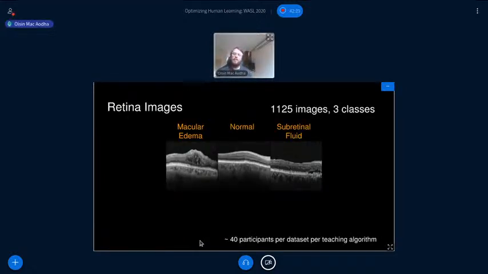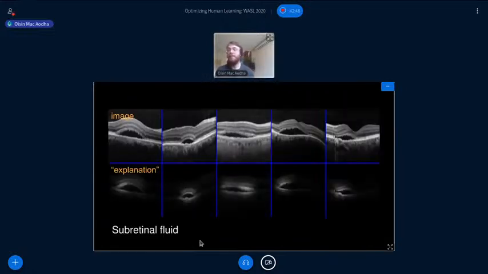Okay, so I'll present some results now. So we have experiments performed on several data sets. One of them is this data set of images of a human retina. This is quite a nice data set because it's a kind of a domain where people won't necessarily have a lot of prior experience or knowledge of. And so there's 3 classes, and these are representative examples from each of the classes, but in practice there's over 1,000 images. And we have about 40 participants per data set, per different teaching algorithm that we compare.